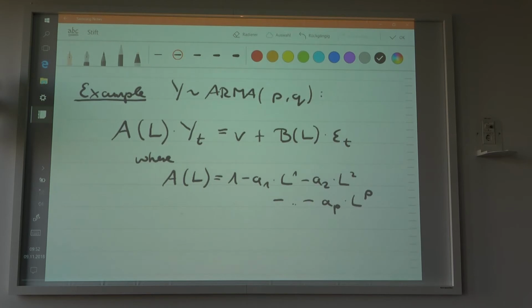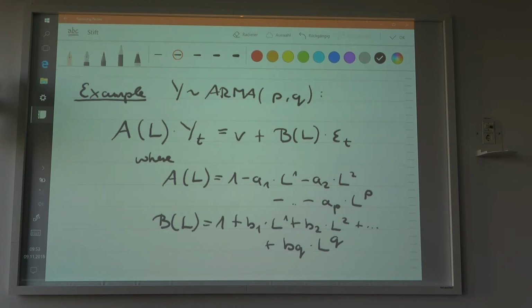Okay, so this is the lag polynomial of the autoregressive part, and you also have the lag polynomial of the moving average part, which is going to be equal to 1 plus b1 times L to the power of 1 plus b2 times L to the power of 2, and so forth. The last one is obviously bq times L to the power of q. So this is the lag polynomial that you have here.